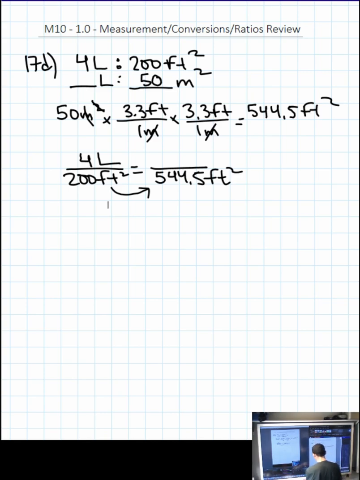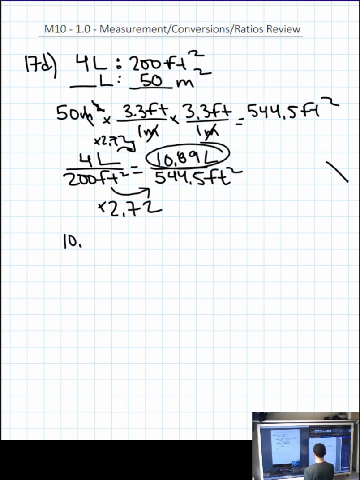divide by 2.7. So if I'm going in this direction, I'm going to times. Excuse me, my mouse is times 2.72, and I'm going to do the same thing to the top, times 2.72, and that number times 4 is 10.89. Therefore, it will take 10.89 liters to cover 50 meters squared.